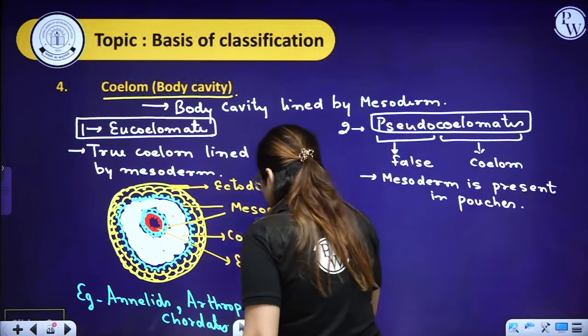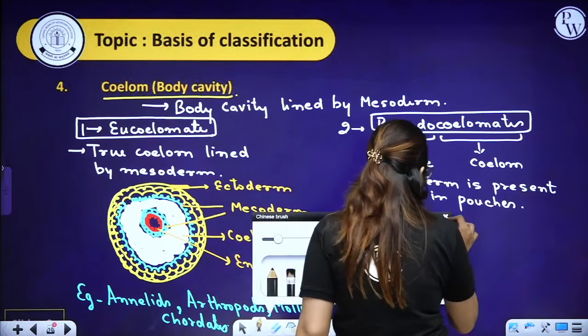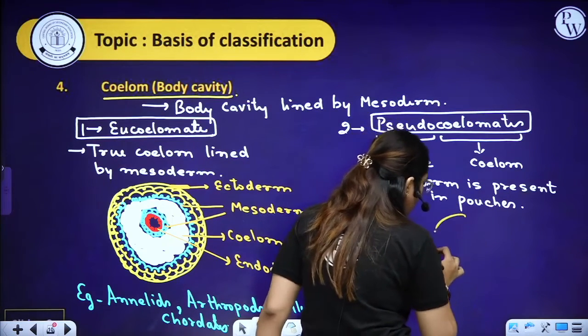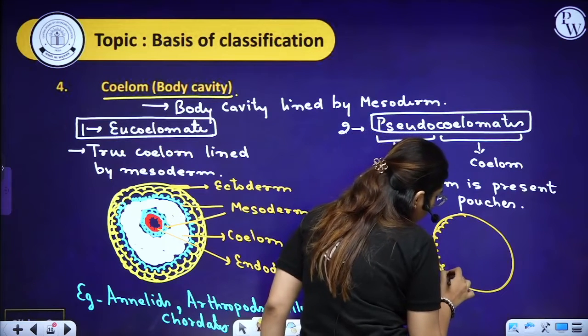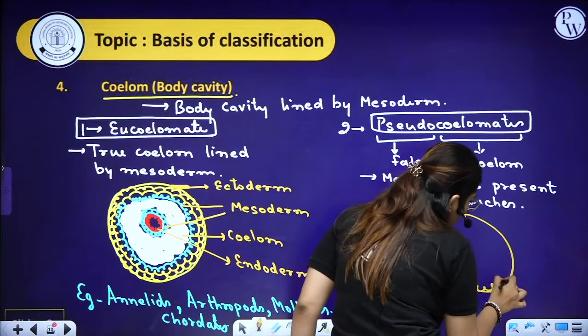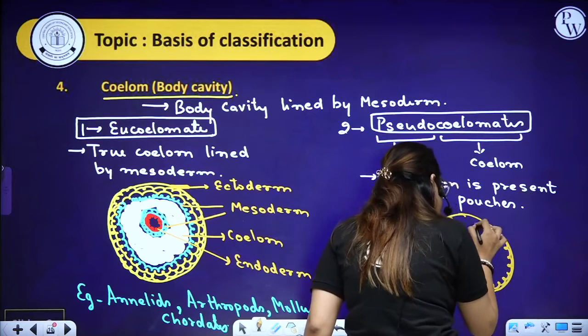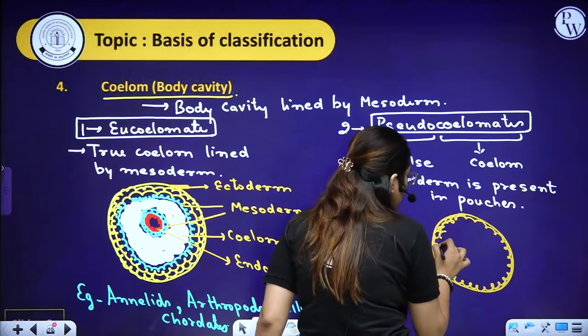I'll write it. Let's make a diagram, because with the help of a diagram, you will be able to understand this in a better way. So, buddies, this is ectoderm. Clear?